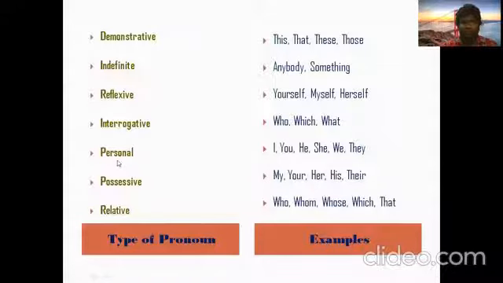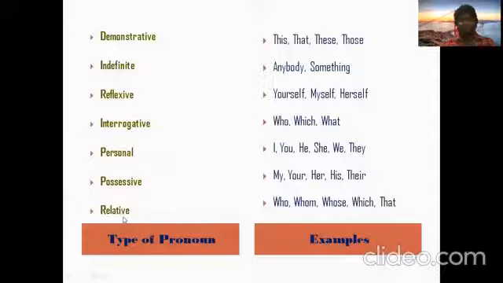When it comes to personal pronouns, so I, you, he, she, we, and they, these are the words which fall underneath personal pronouns. And when it comes to possessive pronouns, my, our, your, her, his, their, these are the words which fall underneath possessive pronouns. And the last one is your relative pronoun. So who, whom, whose, which, and that. These are the words which fall underneath relative pronouns.